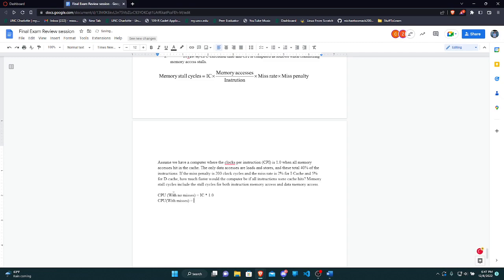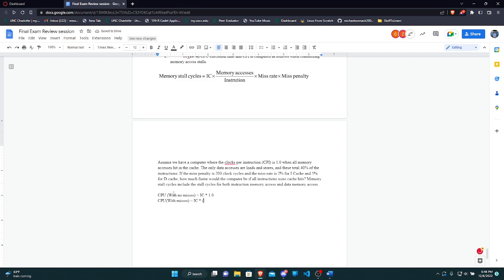So we're going to follow the formula given above. So IC times 1.0, which is our CPI, plus 1 times our fraction of, so we have our miss rate is 40% because we miss for the load stores, so times, actually no. Okay, let me restart. I'm not thinking straight.